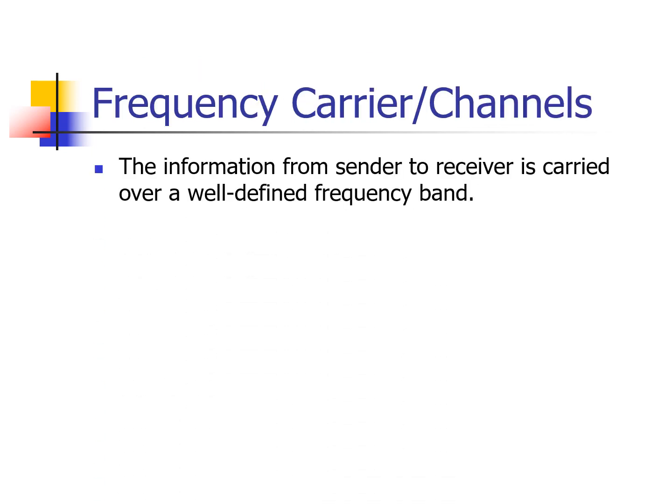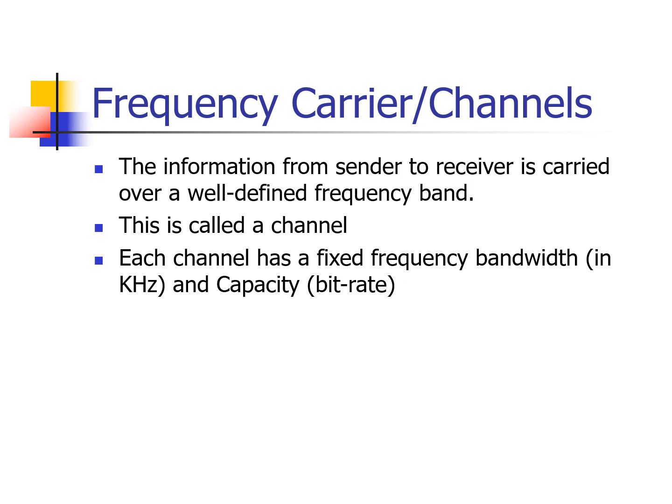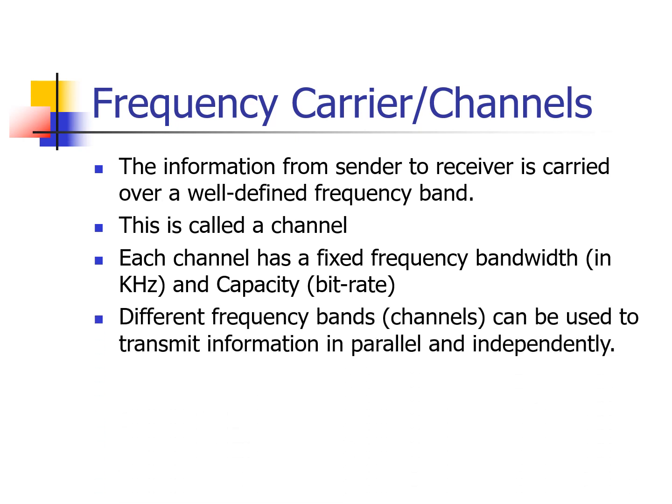The information from sender to receiver is carried over a well-defined frequency band. This is called a channel. Each channel has a fixed frequency bandwidth in kilohertz and capacity in bitrate. Different frequency bands or channels can be used to transmit information in parallel and independently.